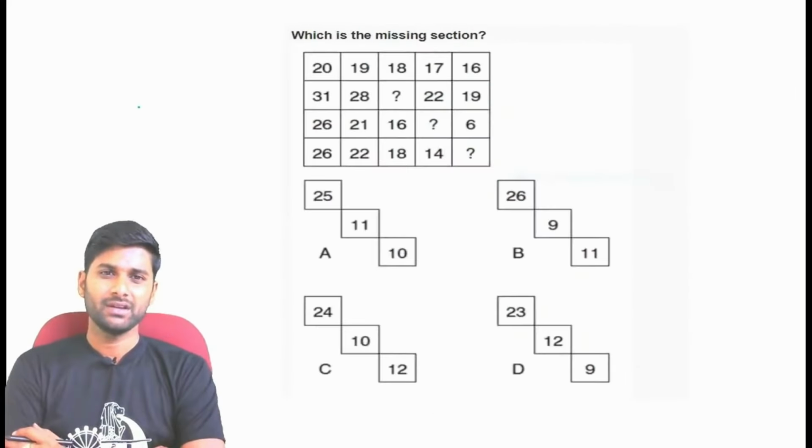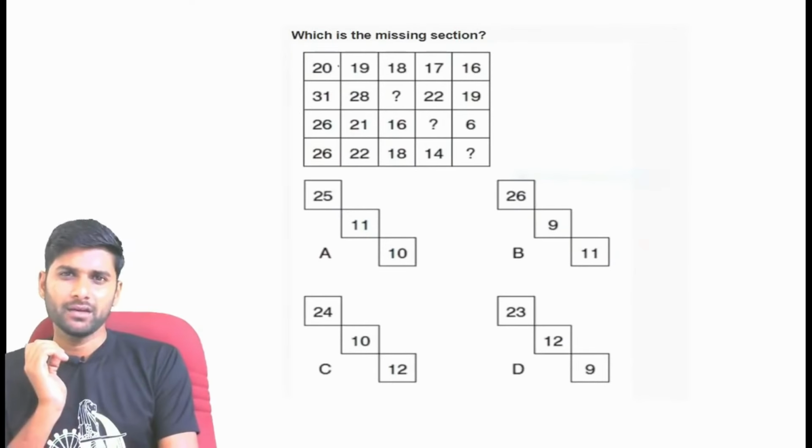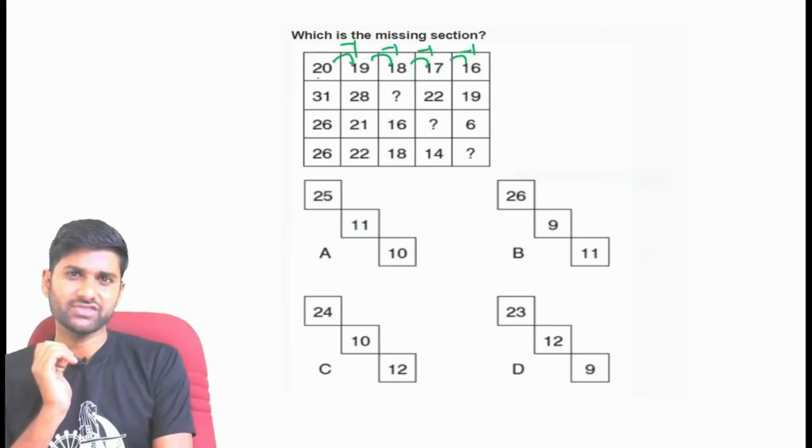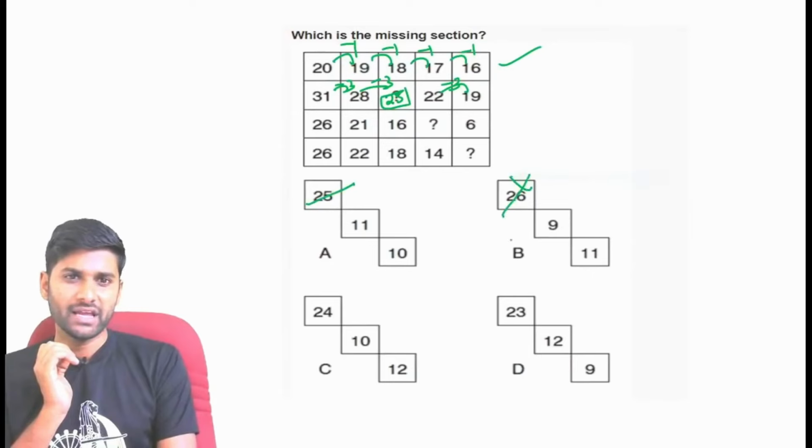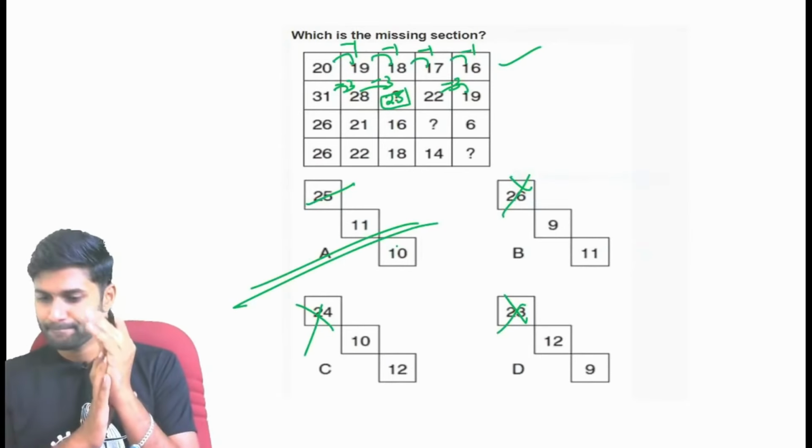Next one. Now see guys. Here we can say that this is minus 1, this is minus 1, this is minus 1, and this is minus 1. Throughout, they followed one pattern. Again, here minus 3. Here we have a minus 3. Definitely, this is also minus 3. So, 28 minus 3, the resultant becomes 25. We want the top number to become 25. Eliminated, eliminated, eliminated. Then you can choose your answer as A.